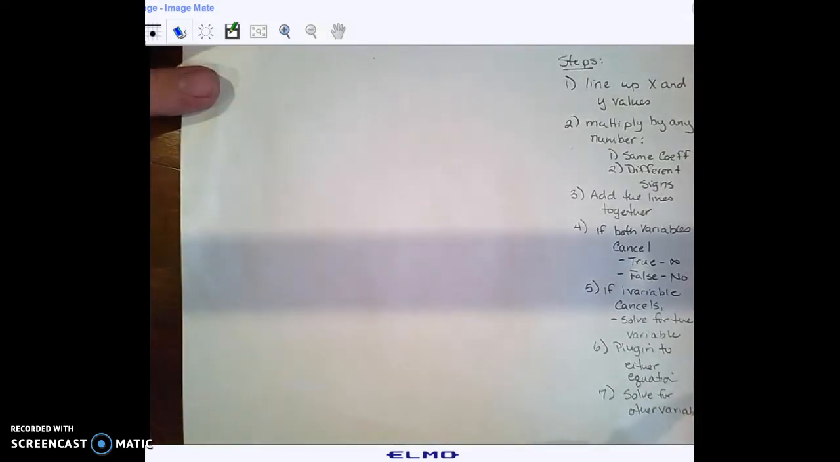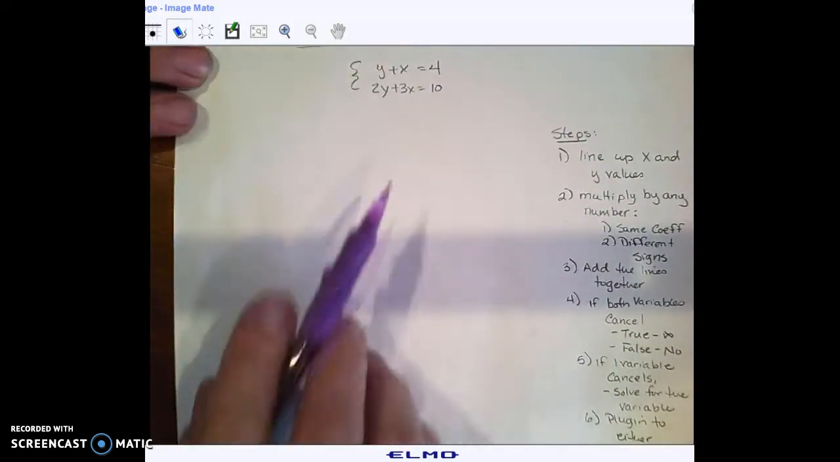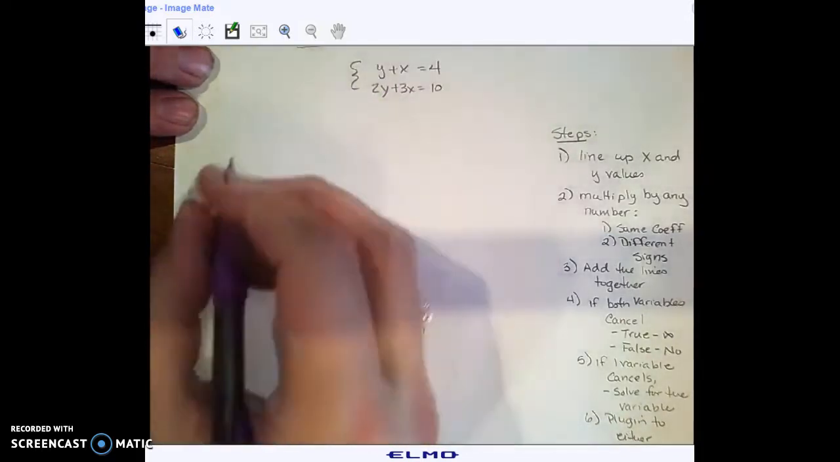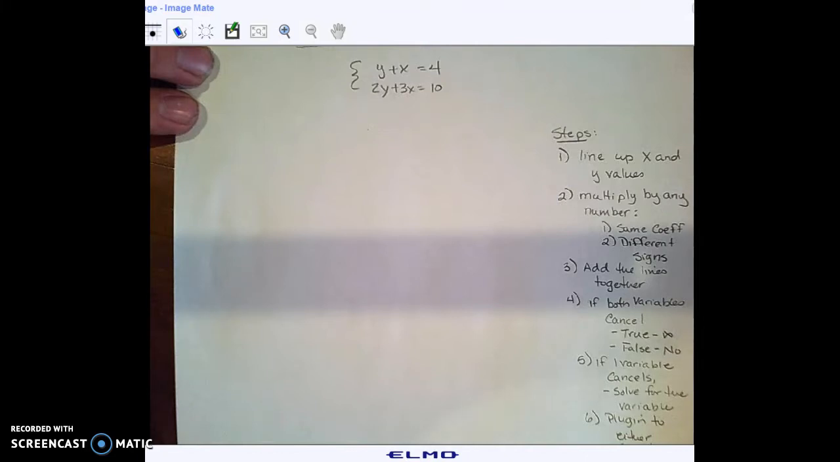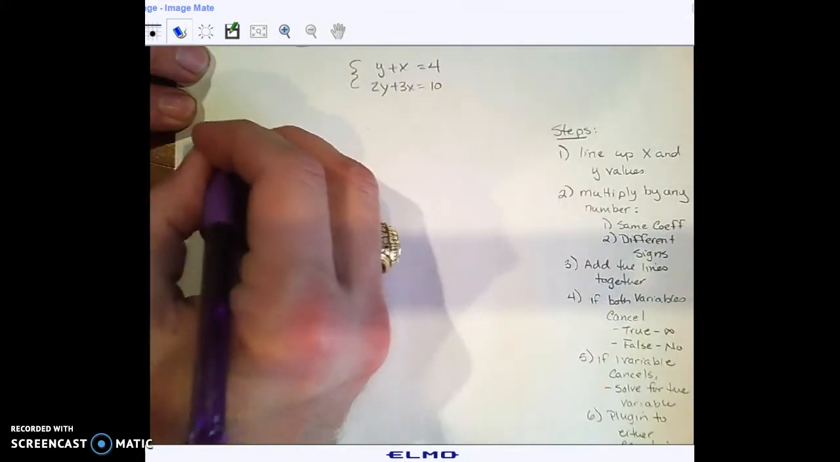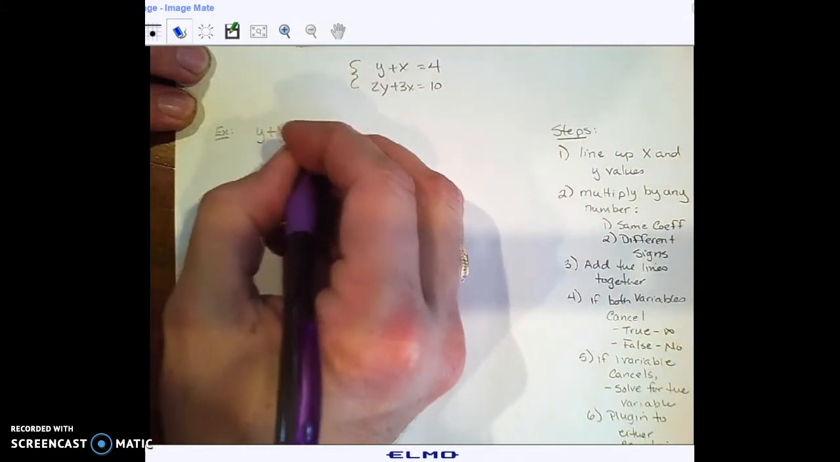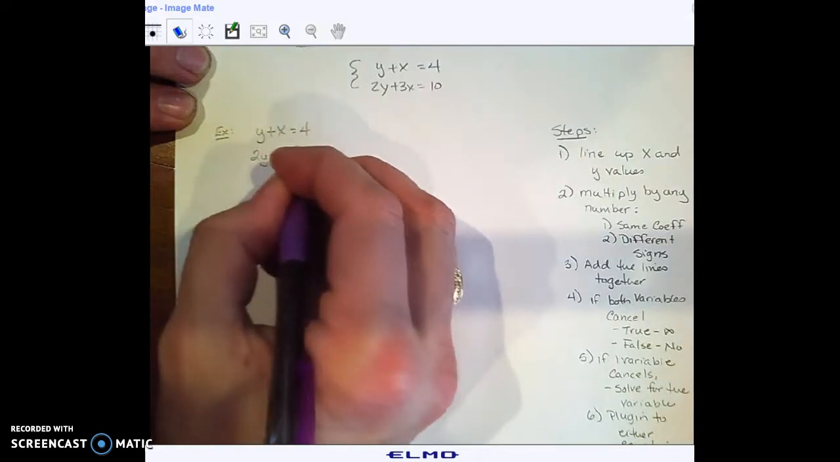Well, let's work a couple of examples here. I know this seems like a whole lot of steps, and there are a lot of them, but really it's pretty simple once we go through it. So actually, why don't we go ahead and work this problem? What we need to do is make sure that our variables are lined up on top of each other. In this case, they are. So we're going to go ahead and write it down the way that it was. So this is just y plus x equals 4, and 2y plus 3x equals 10.